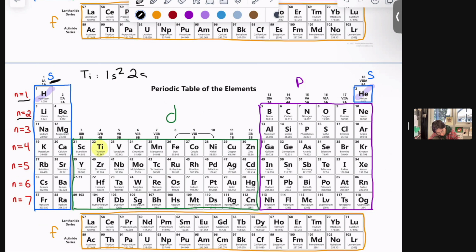Then I go to my next row, I'm in the 2s. And I have 1, 2 electrons there. I have to go over to my 2p and count across 1, 2, 3, 4, 5, 6. Still haven't gotten to titanium, so that's 2p6. My next orbital is the 3s, and I have 1, 2.